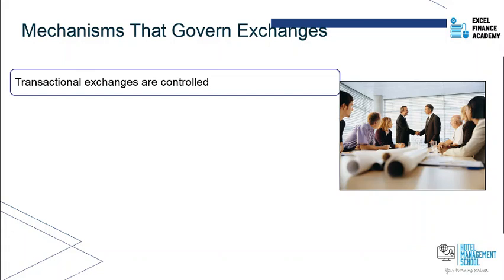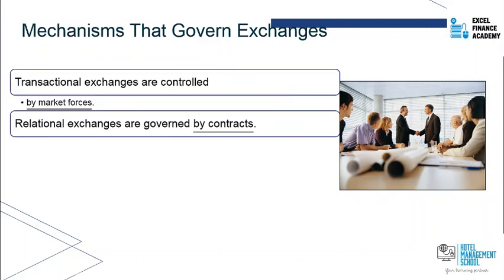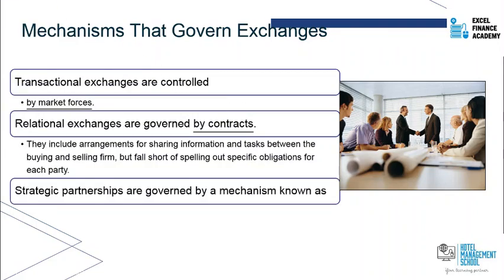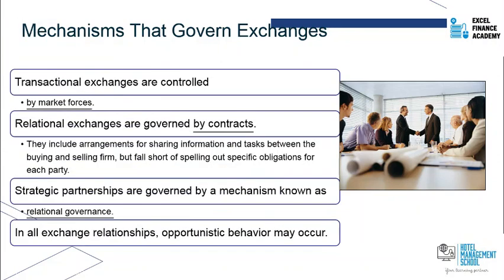Okay, mechanisms that govern the exchanges. Transactional exchanges are controlled by market forces. Relationship exchanges are governed by contracts, and the strategic partnerships are governed by a mechanism known as relational governance. In exchanges, opportunistic behavior may occur. In all exchange relationships, if there is an opportunity to make more benefit, you may tend to do it, but it's not necessarily that you do it. In transactional, definitely you will do it. Most of the time it will be done. In relationships, it might be there, might not be there.